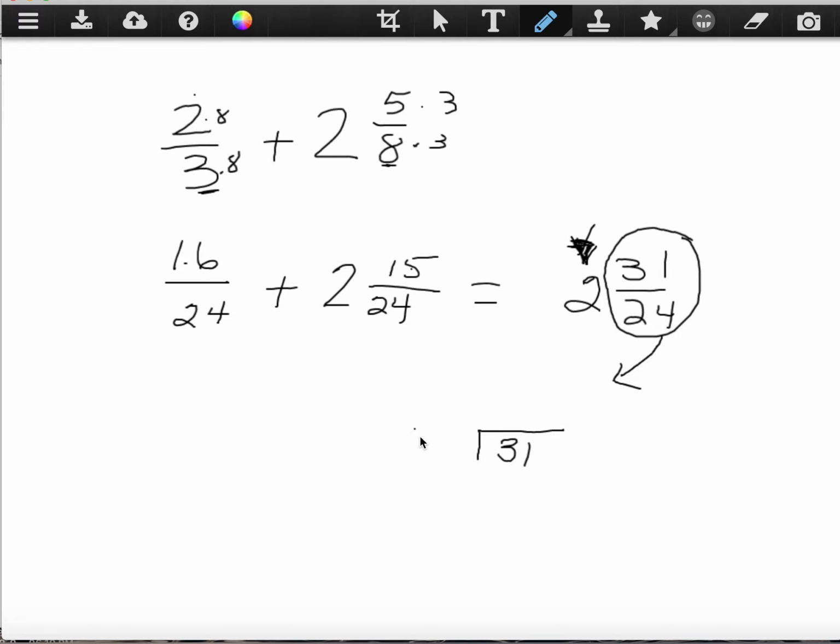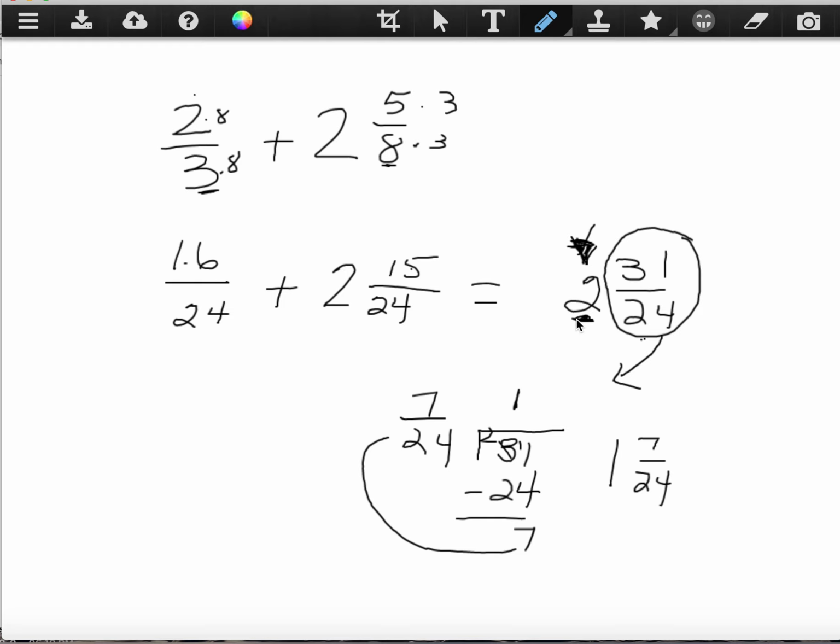So let's look at it. 24 goes into 31 one time. Subtract. And I have 7 left over, which makes 7/24. Now this mixed number made 1 7/24. But you still have a 2 over here, 2 wholes. These two numbers have to get added together because you have 2 wholes and whatever this consisted of, which is 1 7/24. So your final answer is going to be 3 7/24. Then you look to see if this can be simplified anymore, which it can't, so that's our final answer.